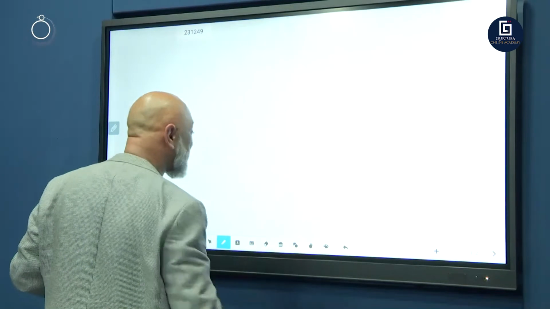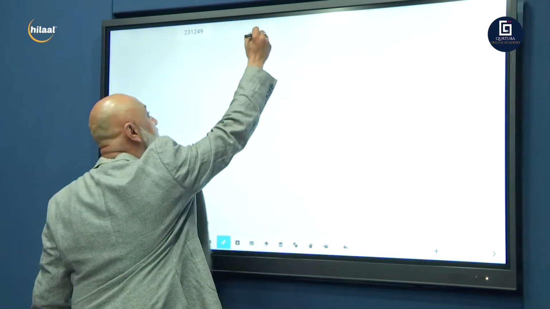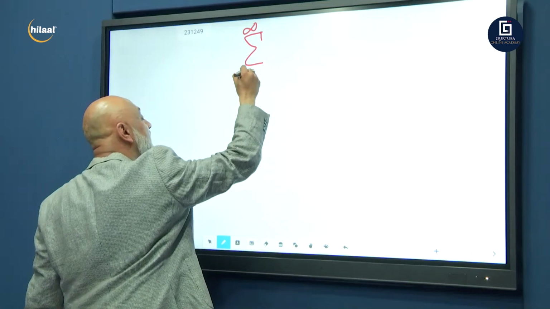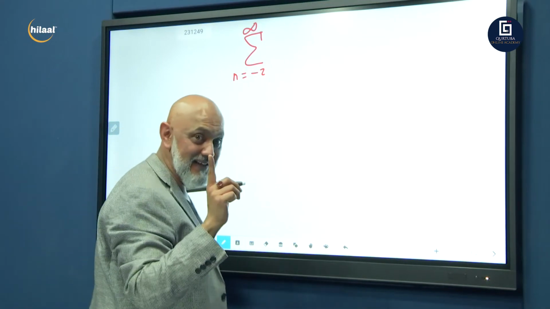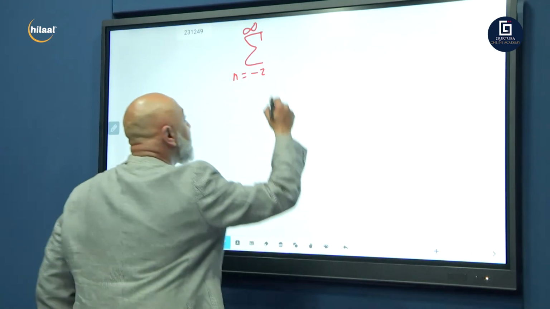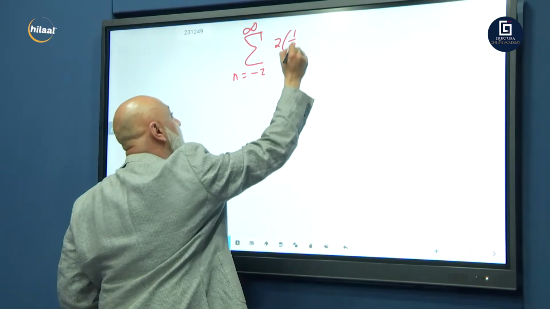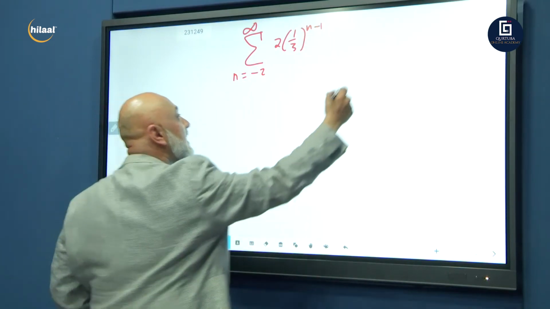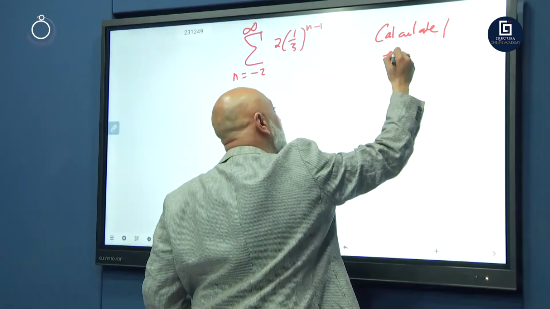Anyway, let's go. Let's do another one. Let's do one with infinity now, guys. So I give you sigma, I give you infinity. I tell you n equals minus 2. Check this one out. They're going to try and catch you in the exam. They're going to put minus 2 there. Now they tell you, let's say 2 into 1 over 3 to the power n minus 1. Calculate or evaluate.